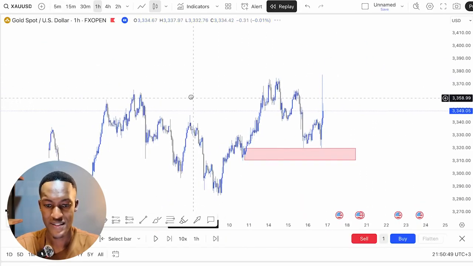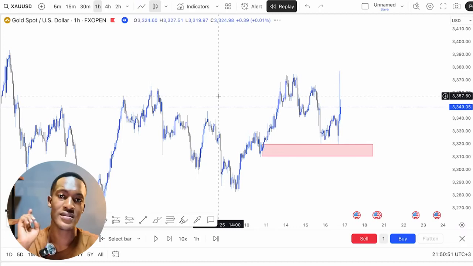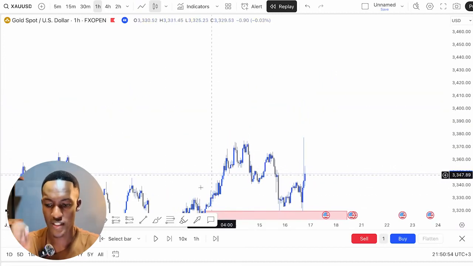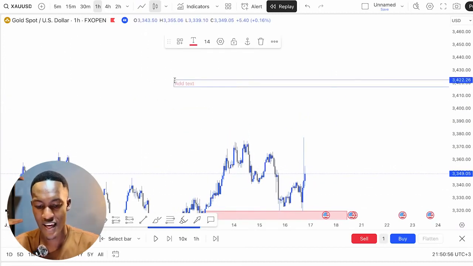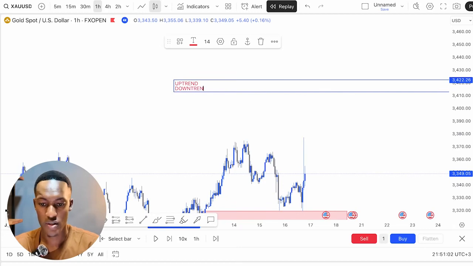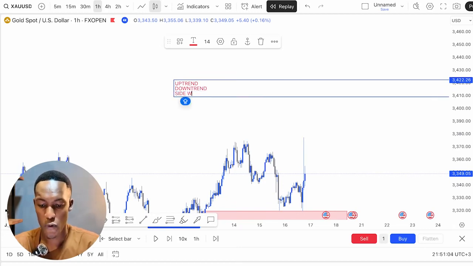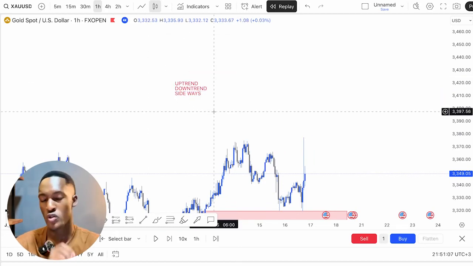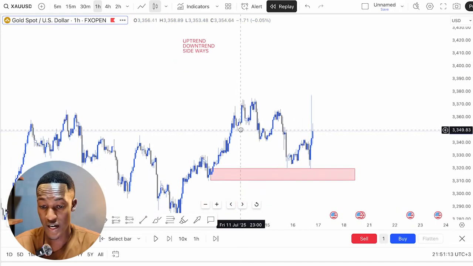Now, the very first thing that you need to mark out is the market structure. Again, remember what I said, it's either an uptrend or a downtrend. You can also think of the sideways, but we won't focus a lot on it. So you need to confirm what the market structure is. Are we in a push phase or a downtrend?